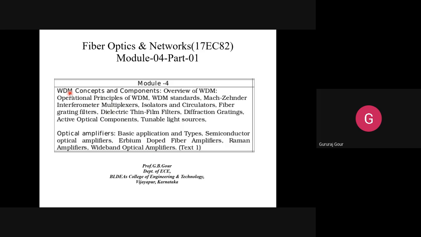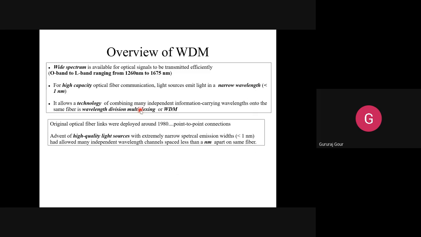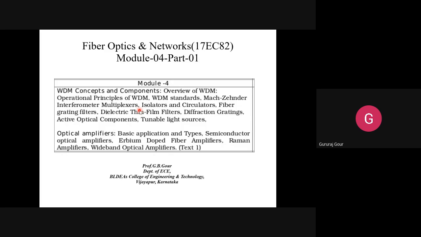WDM is nothing but wavelength division multiplexing, similar to FDM and TDM which you have seen. TDM means time division: you are going to share the time with respect to all the channels that you are going to multiplex. Whereas in FDM, you are going to share the frequency. A range of frequency will be shared between the different channels. Coming to WDM, there we are going to share the wavelength.